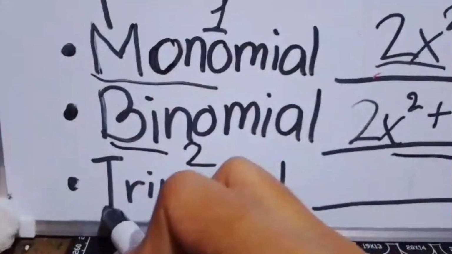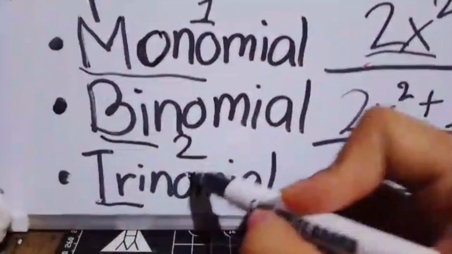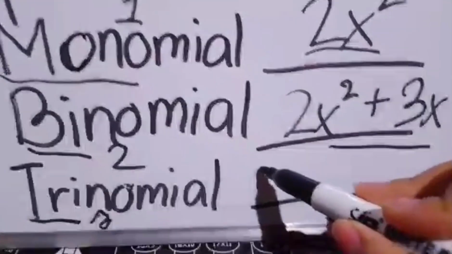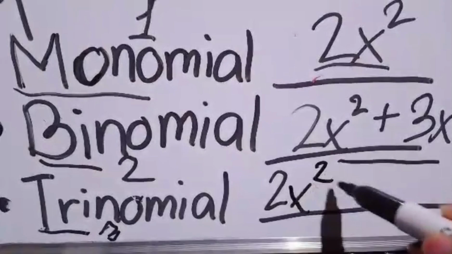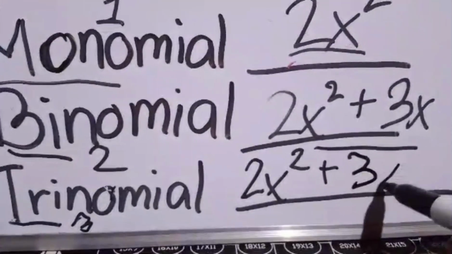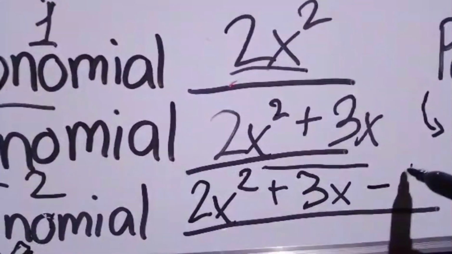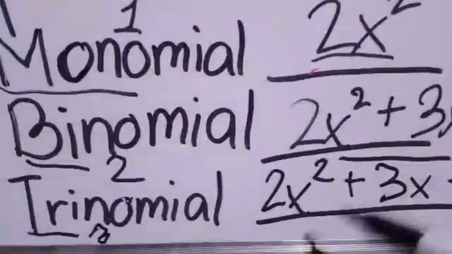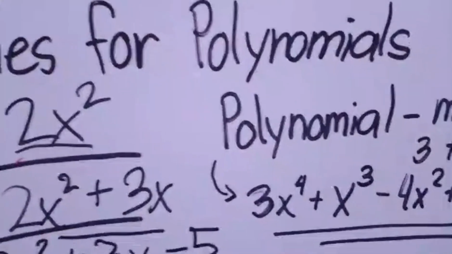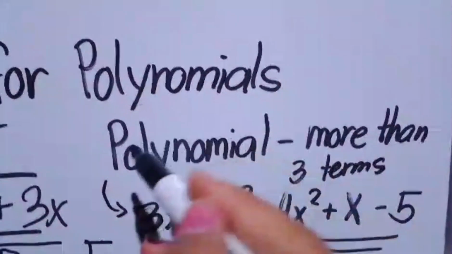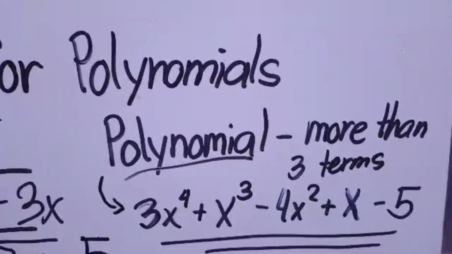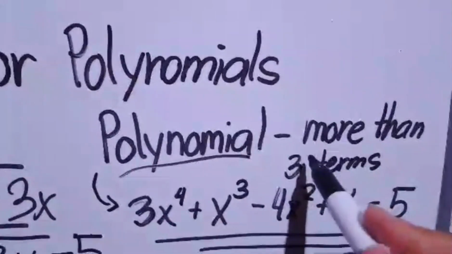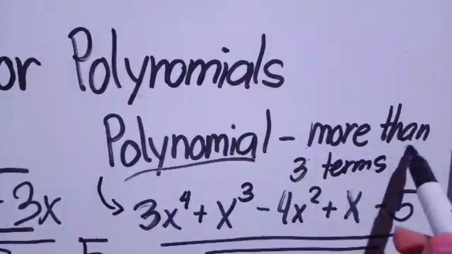Trinomial, the word tri means 3, which we can write as 2x squared plus 3x minus 5. And the last one, polynomials, which we can call something a polynomial if it has more than 3 terms.